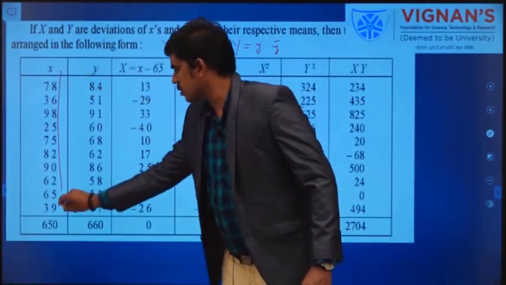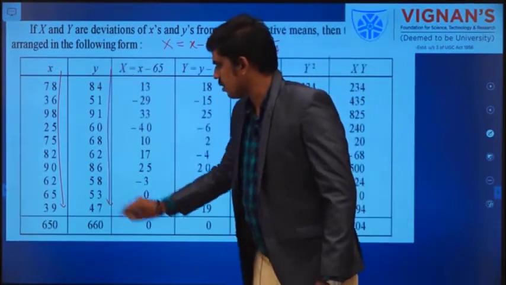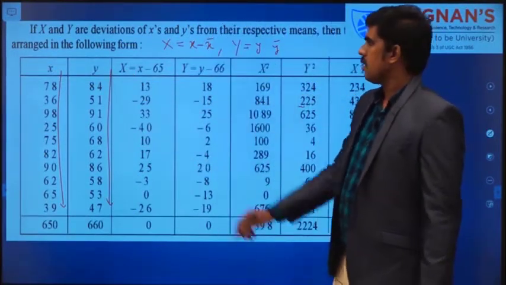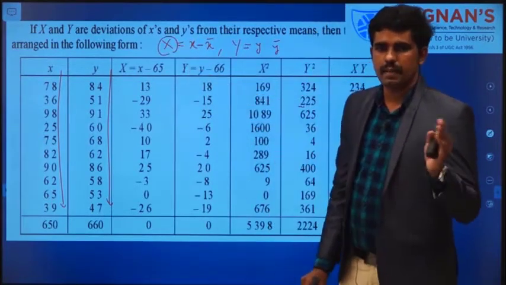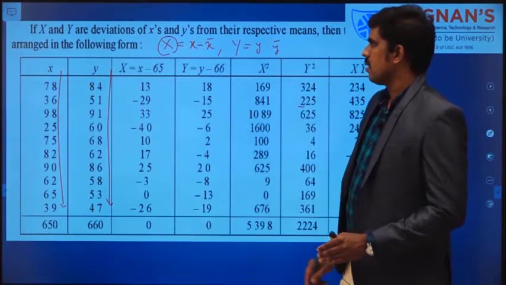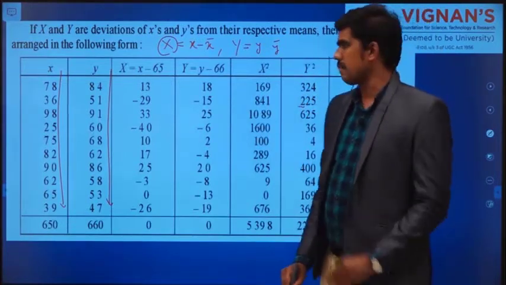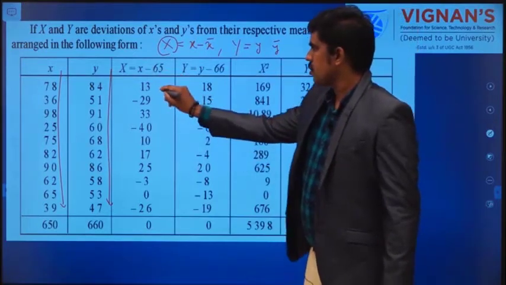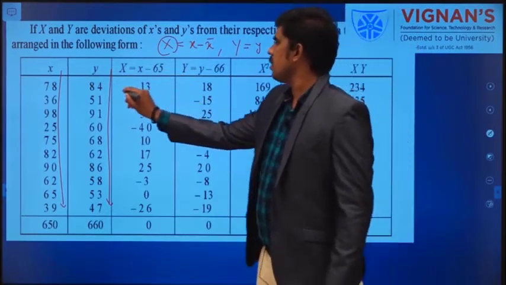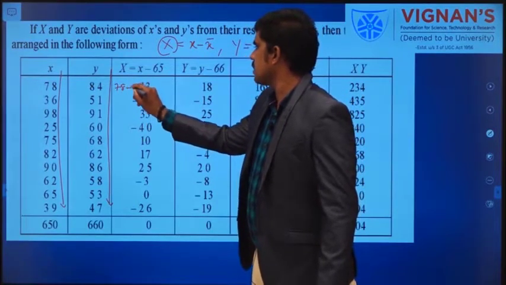Marks in economics, you write in the first column. Marks in statistics, write in the second column. Then in the third column, I am going to introduce a new variable, capital X. For the formula's purpose, I am defining this capital X. Capital X is equal to x minus 65. So you find x minus 65, which means for the corresponding x, 78 minus x bar, which is 65.